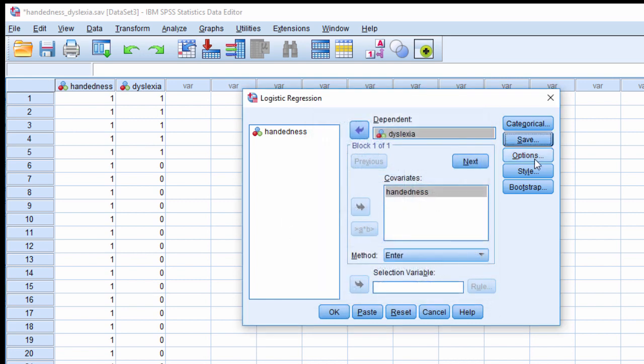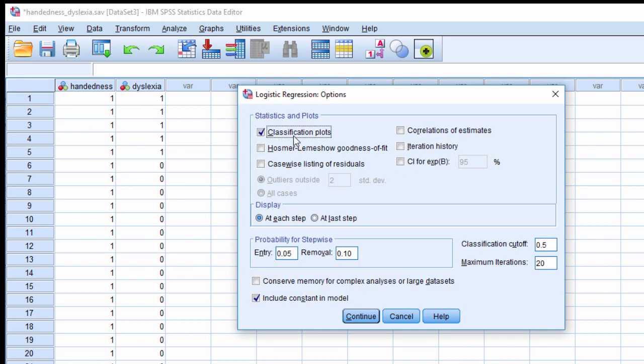Click Continue. If you click on Options, there are some good ones. You'll want classification plots, just to see how well handedness is classifying each case in the data with respect to whether they're dyslexic or not. The Hosmer and Lemeshow goodness of fit statistic is useful, but only when you have independent variables scored on a continuous scale. At least one of the independent variables would have to be continuous for it to be useful. In this case, handedness is dichotomous, so Hosmer-Lemeshow is not applicable.